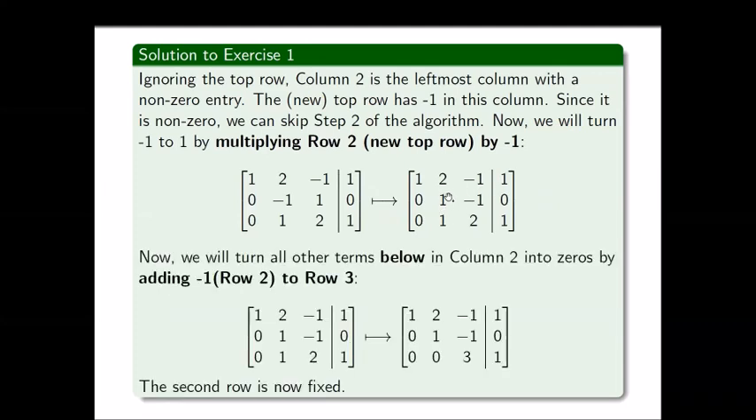So the next step is to turn all entries below this leading 1 into zeros. We do so by multiplying this row 2 by -1 and then adding it to row 3. When we do that, we get 0 and 3 and 1. And now the second row is also fixed.